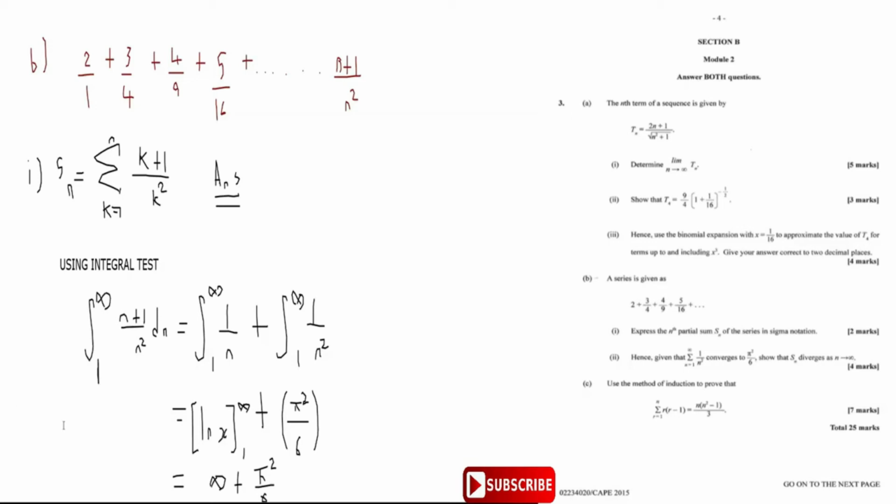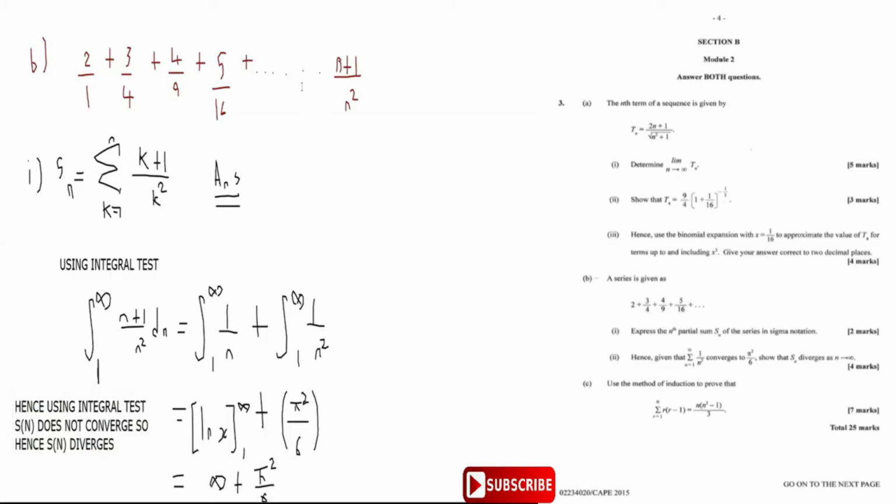So we can say hence, using the integral test, Sn does not converge, so hence Sn diverges. That's using the integral test. All right, nice and easy.